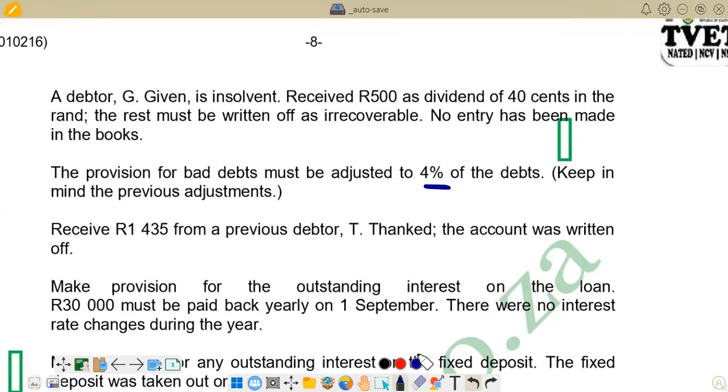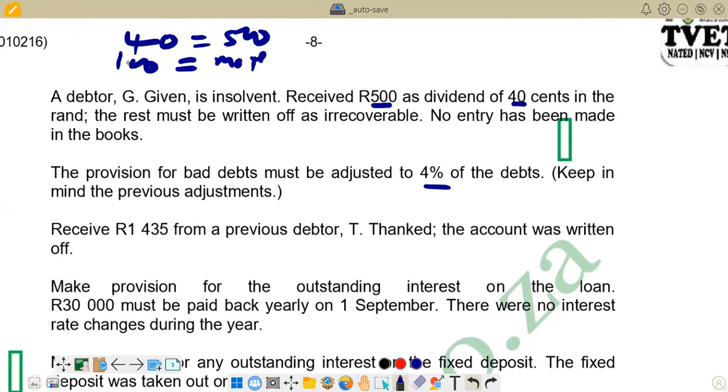So how can we find that figure? We can just use the proportion that we are given here. The 500 that you are given represents 40 cents, and we want the whole amount, which is 100. So we say 100 cents is the one that we need. Here we are given 40 cents, which equals 500 rands. But we want the whole amount, the amount that we want to reduce the figure for debtors control. Obviously, we want a bigger figure here.